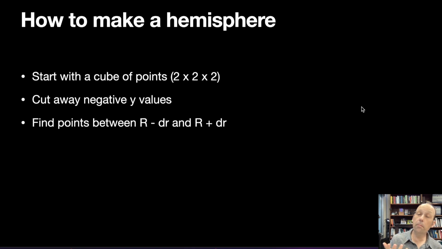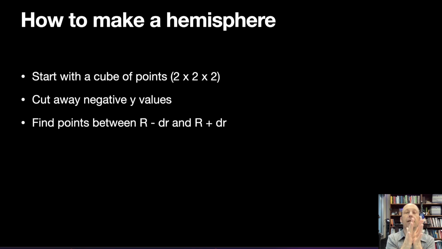Okay, let's do another surface bounded by that same circle, a hemisphere. So how do we make a hemisphere with Monte Carlo? Well, in this case, I want to start with a cube of points that's -1 to 1 in all directions. I want to start with that because I know it's uniformly distributed. And then I can just cut away everything that I don't want. I'm going to cut away the negative y values because I want only the positive values. And then I'm going to find the r values between r minus dr and r plus dr.